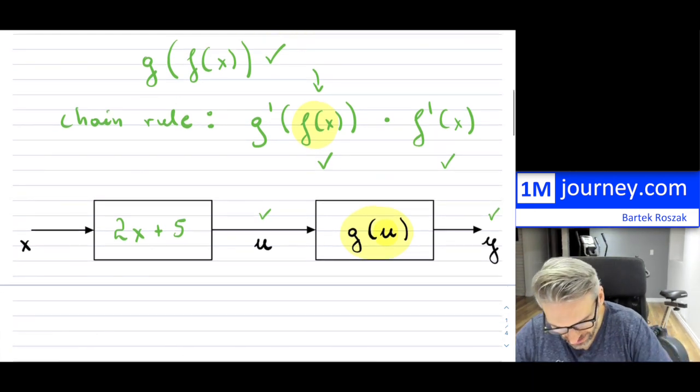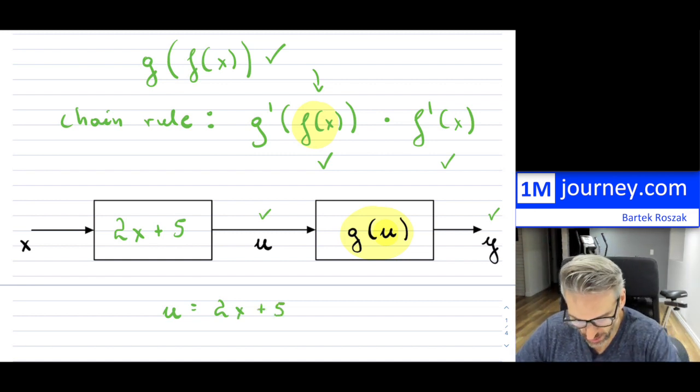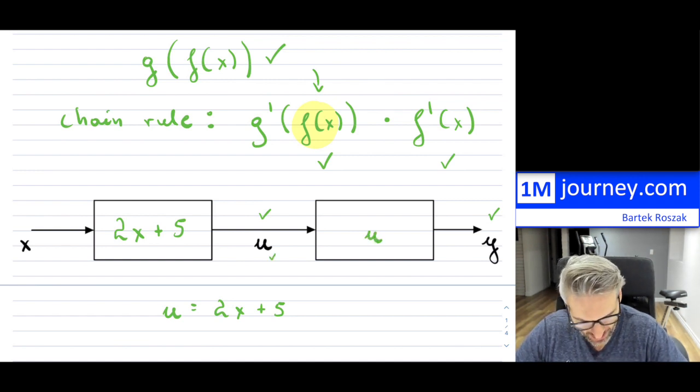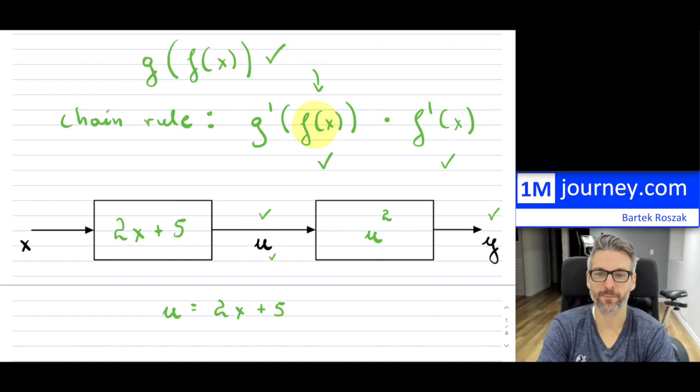So what that would mean is that u is equal to 2x plus 5, okay? And now, let's say that my g is going to take my input, in this case my u, and my function is, let's say, nothing else, maybe this is going to be squared, all right? So this is something that we would have right here.